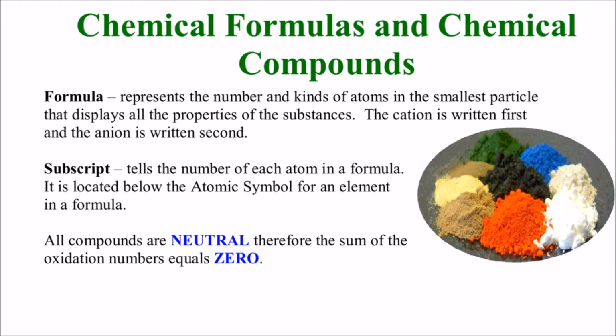Alright, we're going to begin our series on chemical nomenclature, which is naming molecules. So before we dive into that, we need to actually be able to diagram what a chemical formula looks like. A formula represents the number and kinds of atoms and the smallest particle that displays all the properties of the substance. The cation is always written first and the anion is always written second.